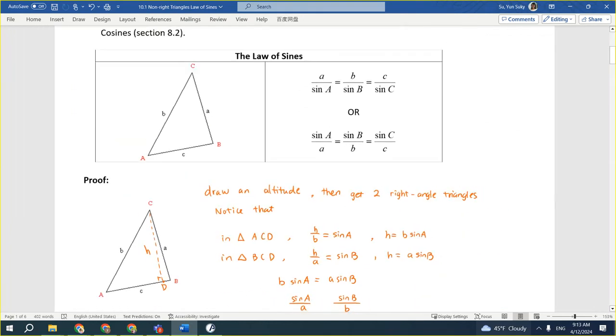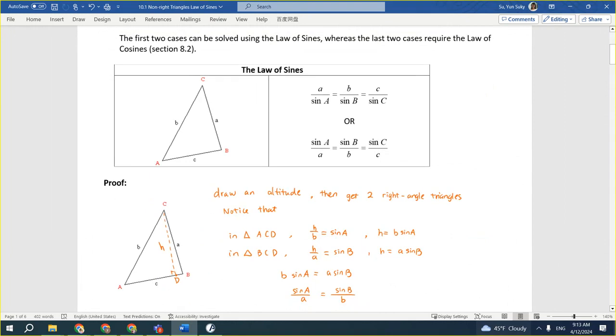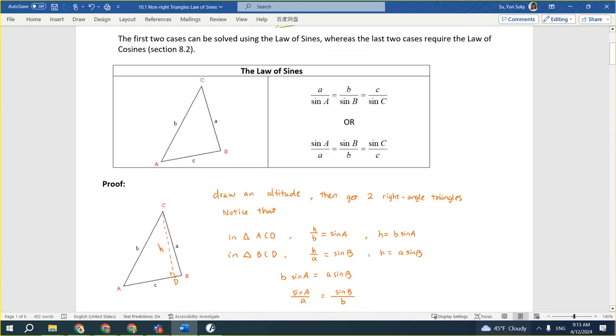Okay, so this is the proof. You draw an altitude here. So this is D, and then you see this is a right triangle. You get two right triangles.